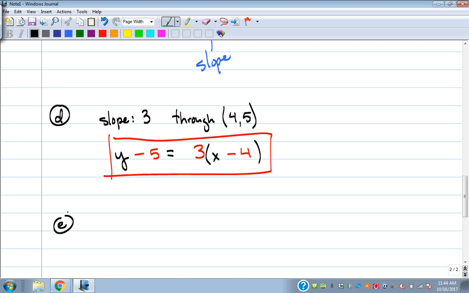Step it up just a little bit. Throw a negative sign in the ordered pair. So let's say we have the slope. The slope is 1/2. And it goes through an ordered pair, -6 and 10.